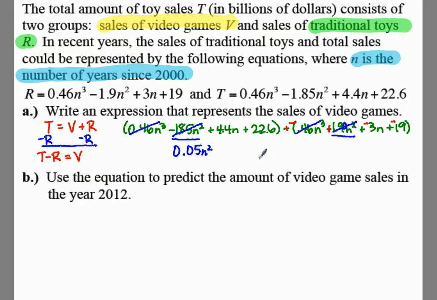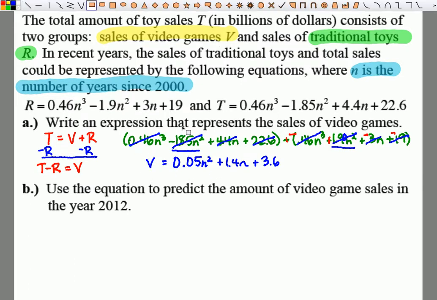Then we have a 4.4 n plus a negative 3n. If we subtract those, that will give us a 1.4 n. Then finally you have a 22.6 plus a negative 19. Mark those out, and that gives us a 3.6. This is your expression for the number of video games, the sales of video games.